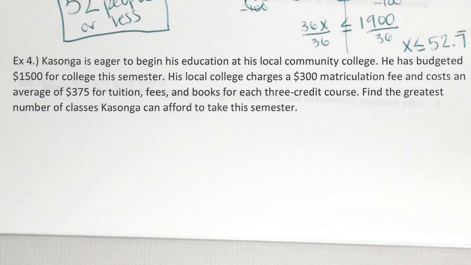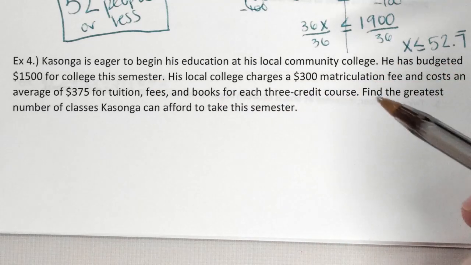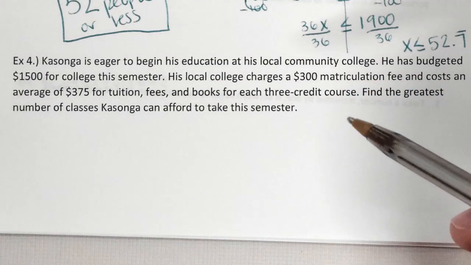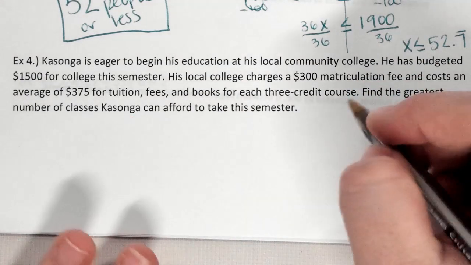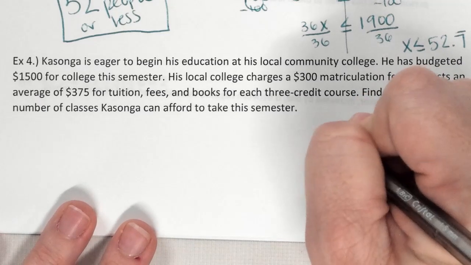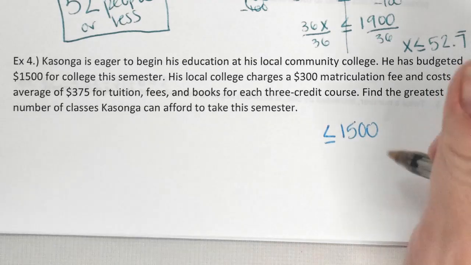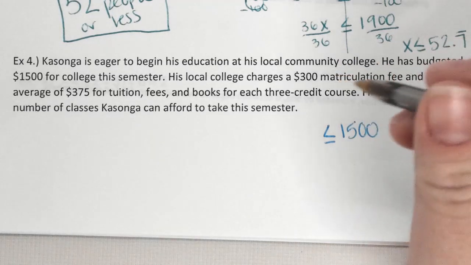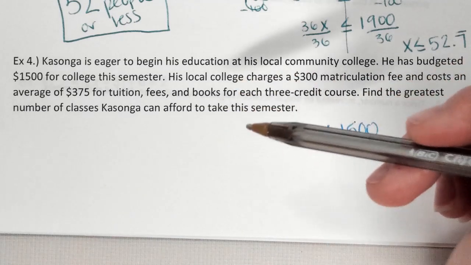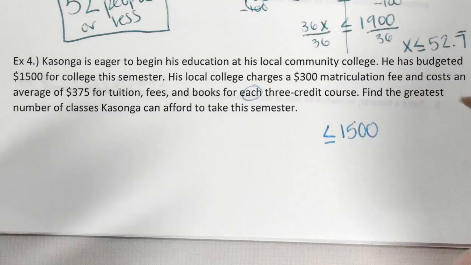It says Kasanga is eager to begin his education at his local community college. He has budgeted $1,500. What does budgeted tell me? What symbol? Less than or equal to. So yeah, he can spend $1,500. Can he spend more? No. That's my max amount. His local college charges a $300 matriculation fee and costs an average of $375 for tuition fees and books for each 3-credit course.